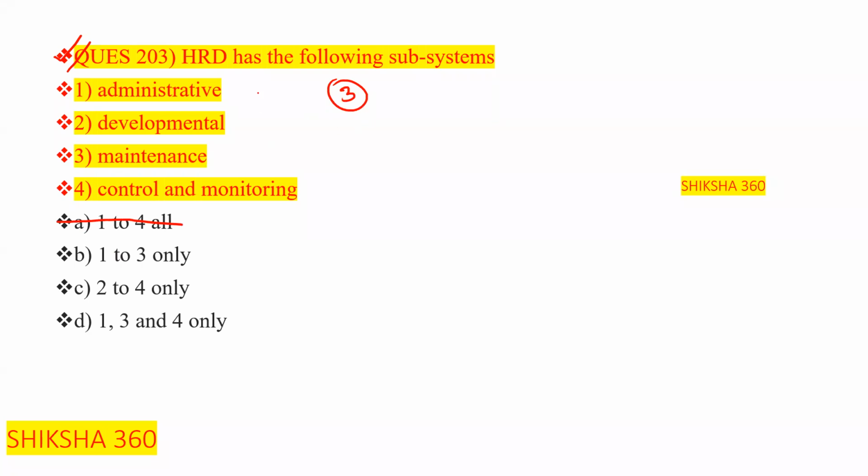Administrative is one of the systems, yes. Developmental is also. Maintenance is also. Control and monitoring is not any subsystem under HRD. So option B is the answer, that is 1, 2, 3 are correct here.